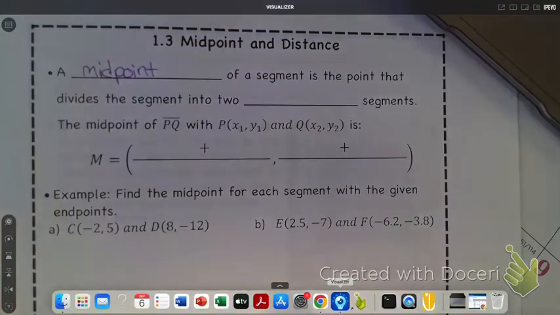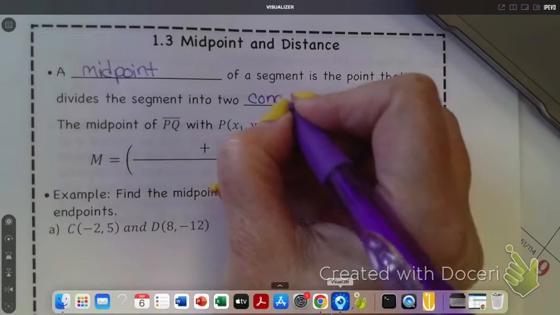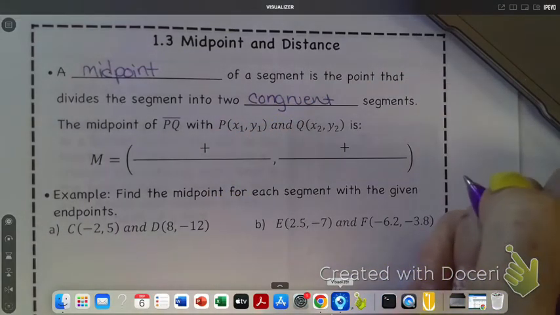of a segment is a point that divides a segment into congruent segments. What does congruent mean?